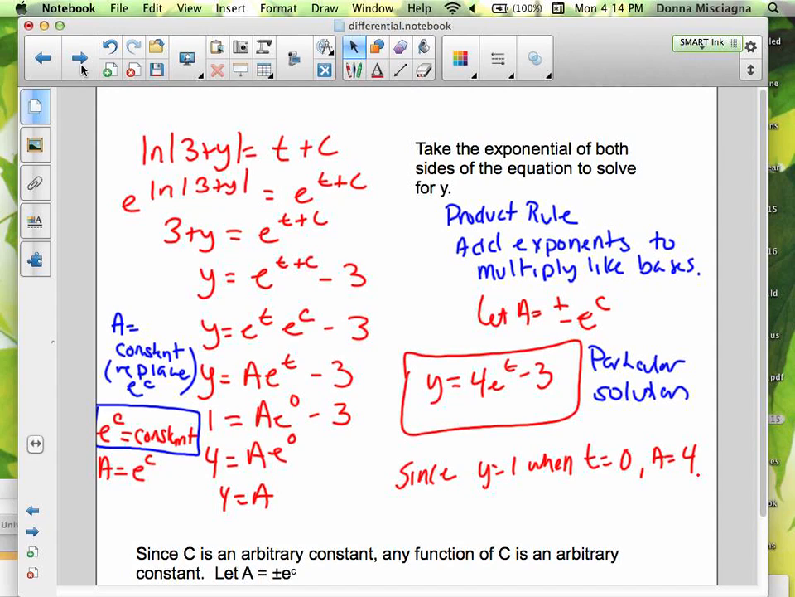Now is a good stopping point. Okay. Stupid time.